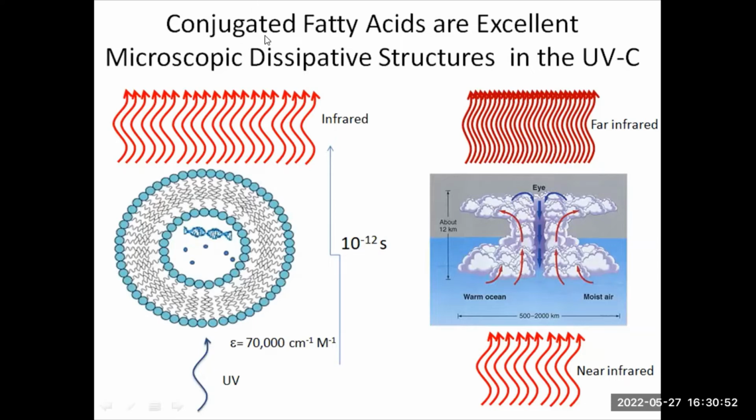So therefore, conjugated fatty acids are excellent microscopic dissipative structures in the UVC. They absorb a photon in the UVC very strongly, in fact, even more strongly than the DNA molecules. And they dissipate this into heat, into infrared light, in the order of a picosecond, 10 to the minus 12 seconds. So they're also acting just like the DNA, like small hurricanes. If they are conjugated, of course. If they're not conjugated, they're not going to be absorbing in the UVC range.